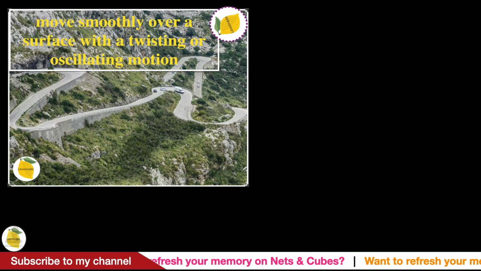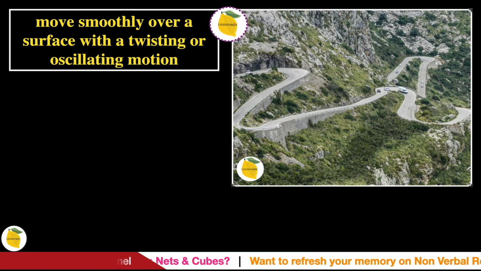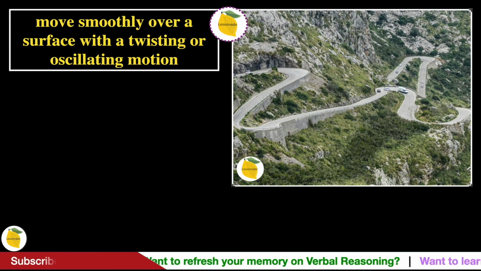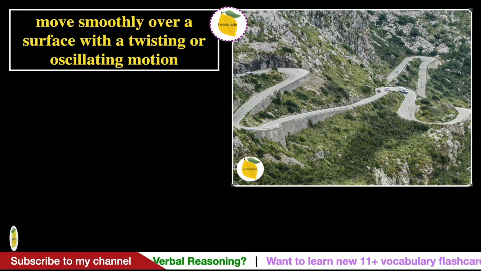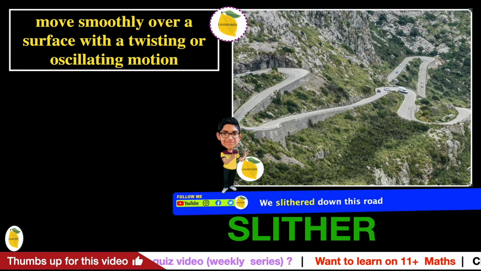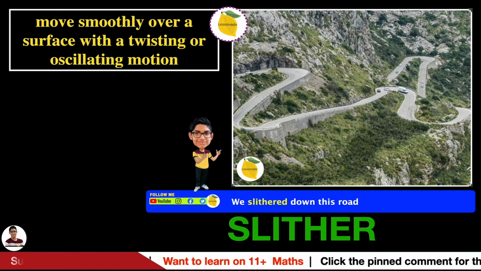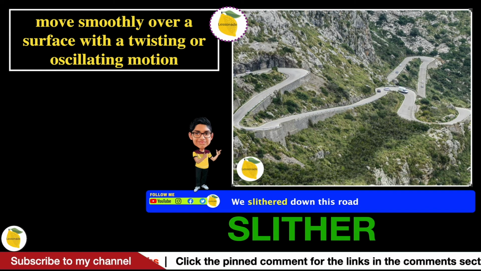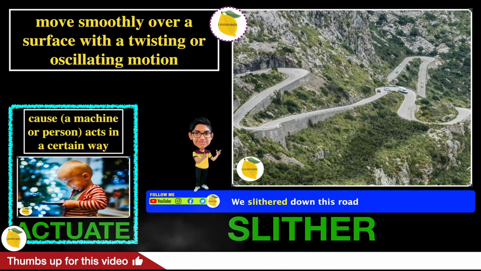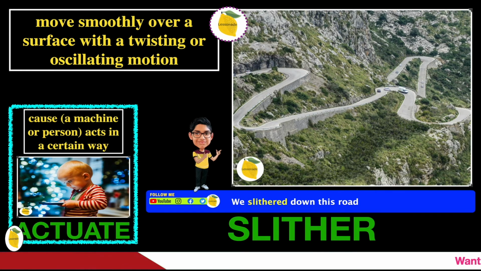The next one is move smoothly over a surface with a twisting or oscillating motion. In this picture, we can see the road moving smoothly over the hills in a twisting or oscillating motion, and therefore the word will be slither. And the sentence for this word is, we slithered down this road. So once again, before we go on to the next one, let's try to recall the previous slide, and the previous slide is actuate. Let's go on to the next one.